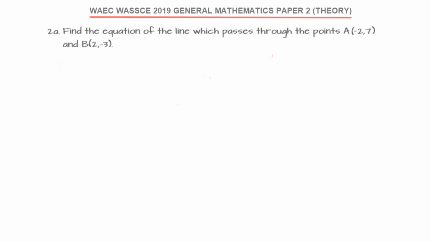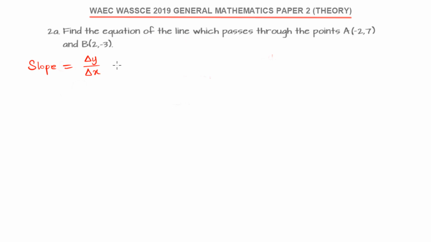In this question, we're asked to find the equation of the line passing through the points A and B as given. Point A was given to be minus 2, 7, and point B is 2, minus 3. And we are to look for the equation of the line.